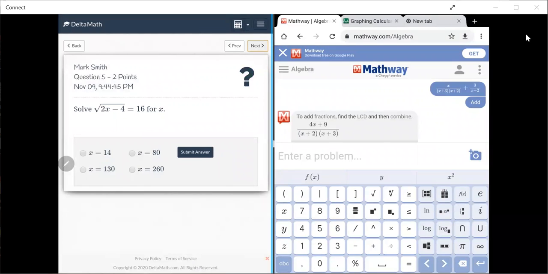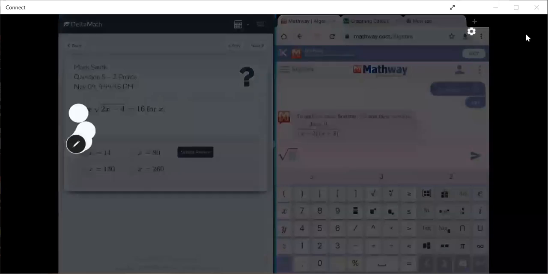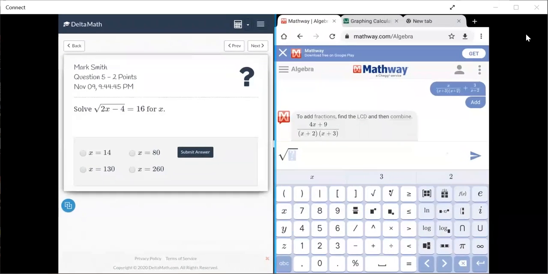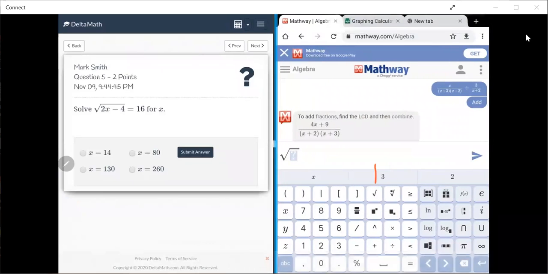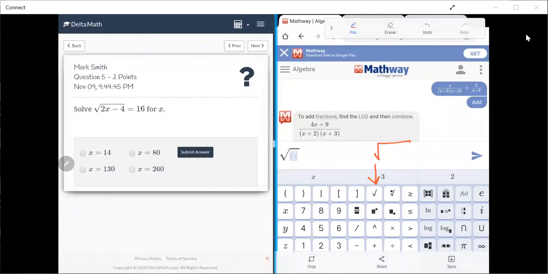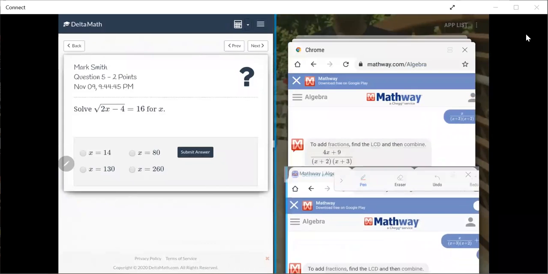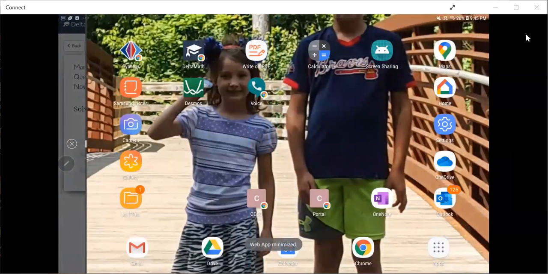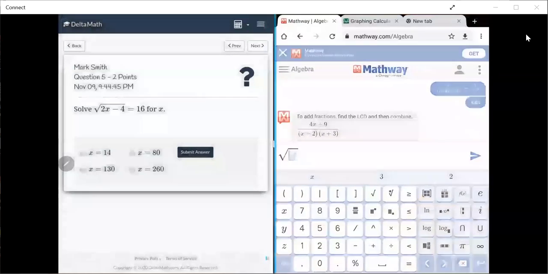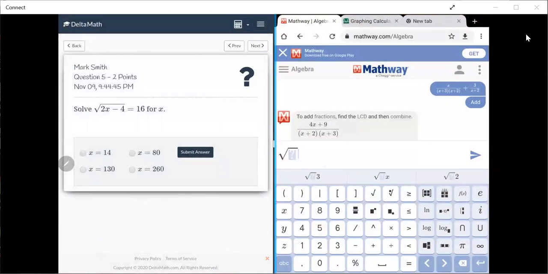All right, so this is another one you can definitely put in your Mathway calculator. You hit this key, just to make sure you know what key I'm hitting. This key right here will give you a radical so that you can put the values in. Okay, so that's what I did.